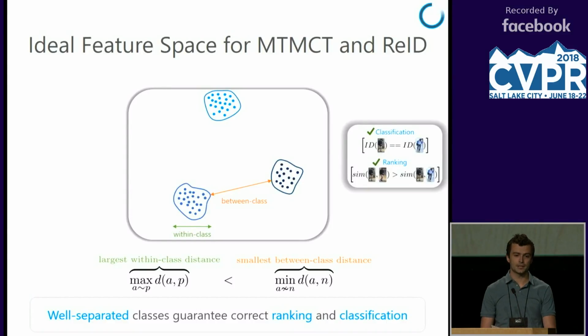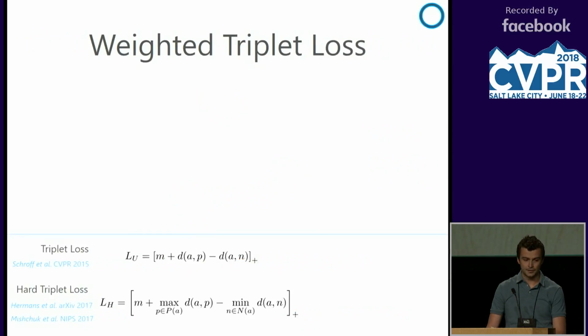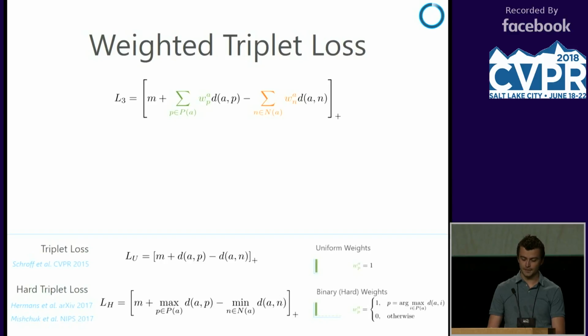If features are well separated, in the sense that the largest within class distance is smaller than the smallest between class distance, then both classification and ranking are guaranteed. For this purpose, we generalize the triplet loss into its weighted version. If weights are chosen meaningfully, we can learn a discriminative feature space for both problems.